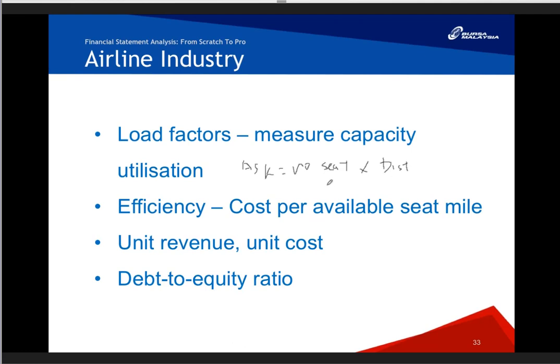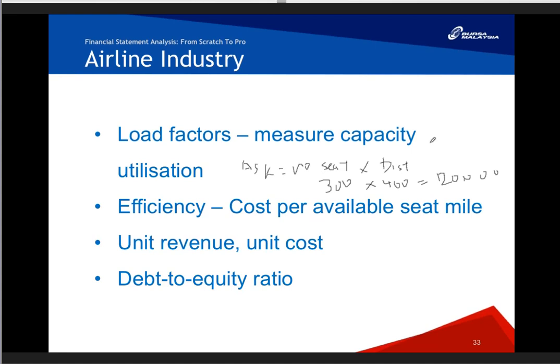For example, you fly from Penang to KL. One load of this aircraft has, let's say, 300 seats. And the distance from Penang to KL is, let's say, 400 kilometers. So what is the ASK? The ASK will be 120,000.